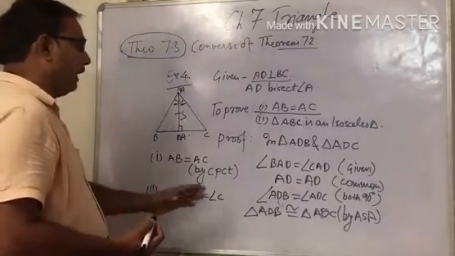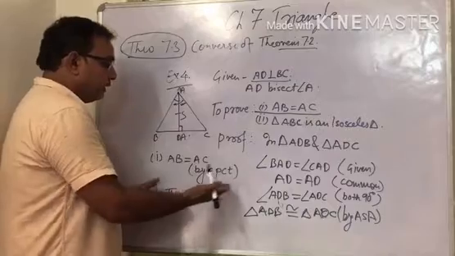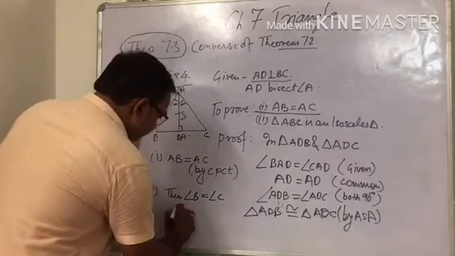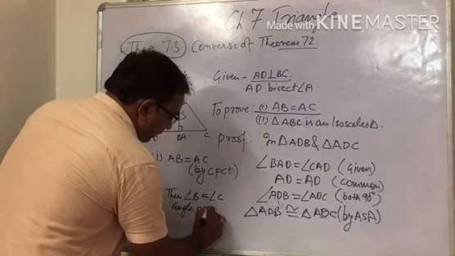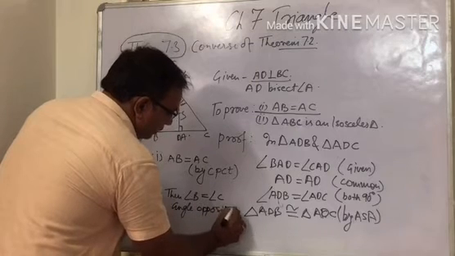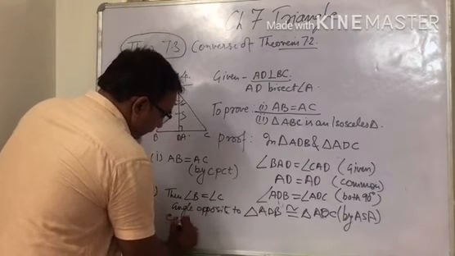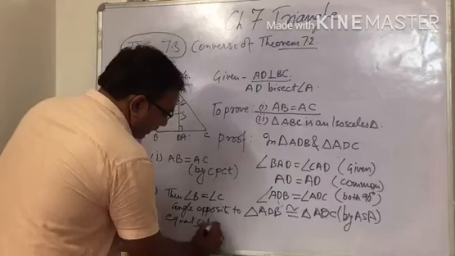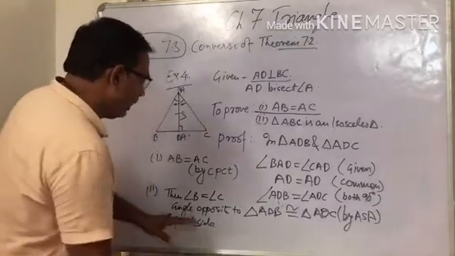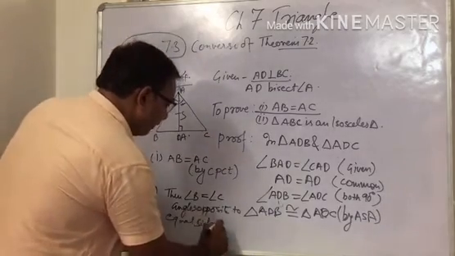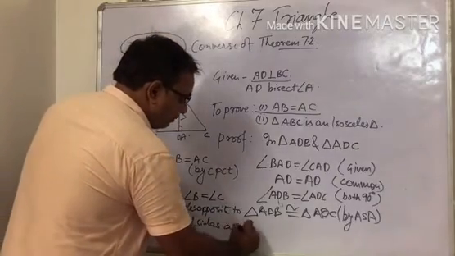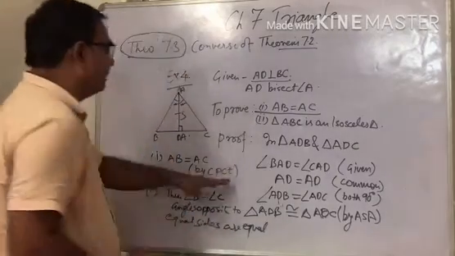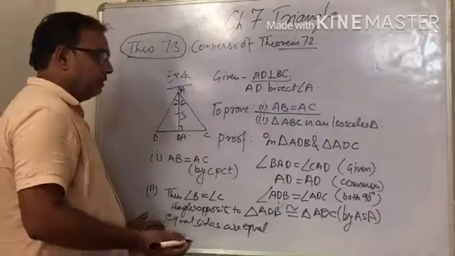Sides opposite to equal angles are equal, or you can use the CPCT also. In this, angles opposite to equal sides are equal, or you can use CPCT also, so there is not an issue.